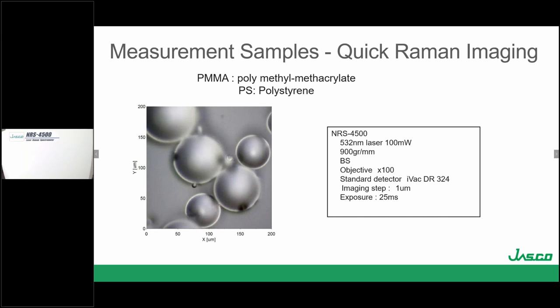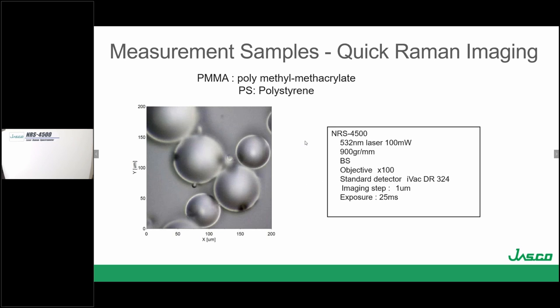So I just want to talk about the measurement samples. The first technique that I'm going to use is the quick Raman imaging, the QRI. For this technique, I'm going to use polymeric beads of PMMA and polystyrene. These are around 10 microns. I'm going to be using the 532 laser with a 900 groove grating.